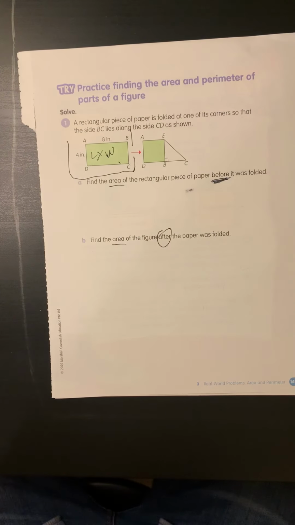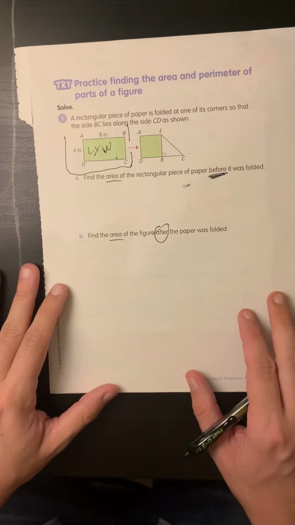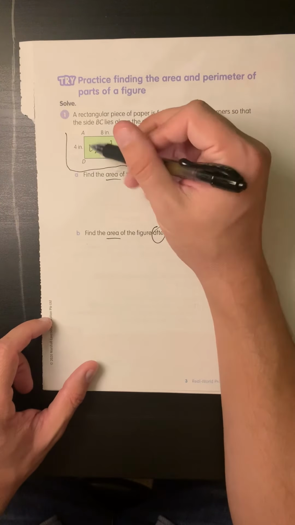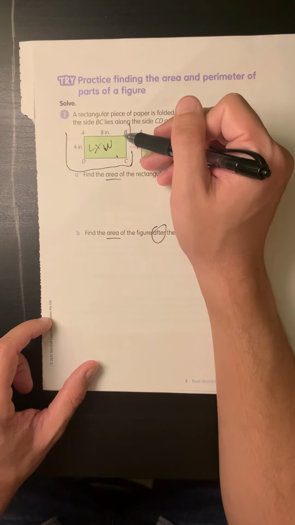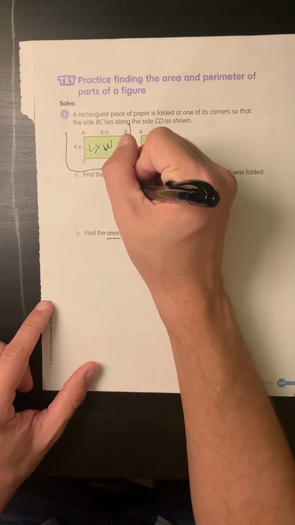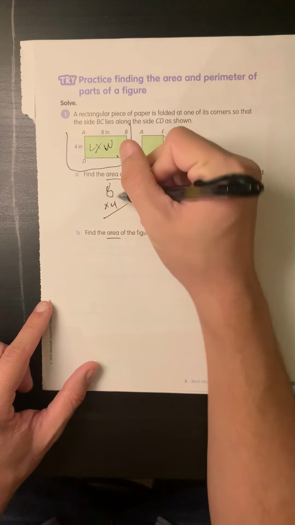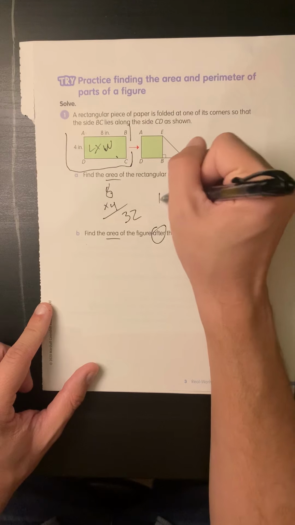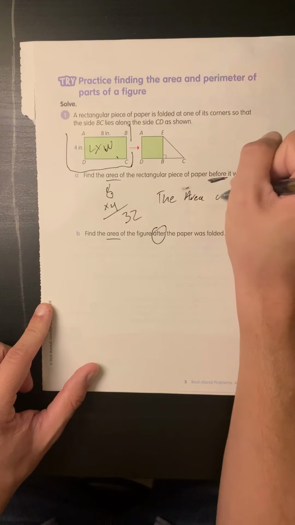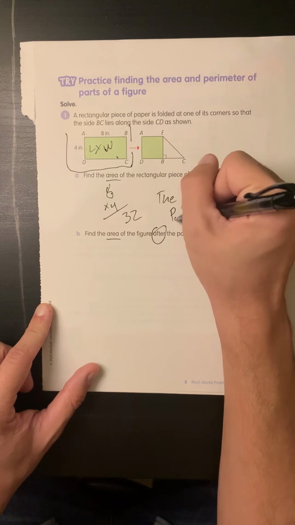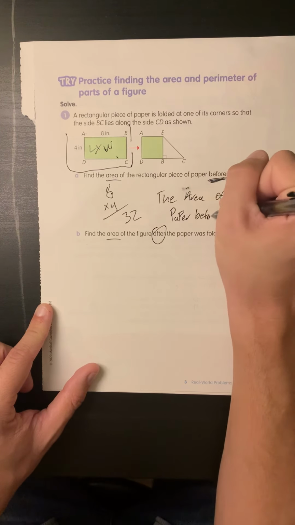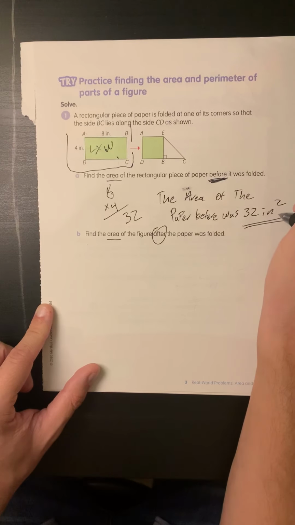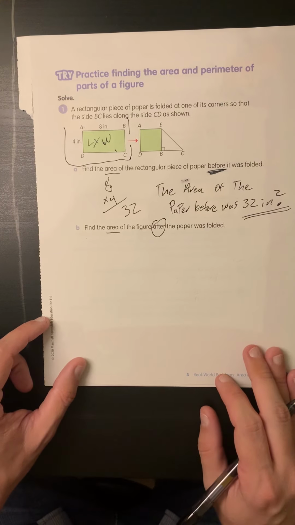All right. So for this problem, I'm only finding the area of the piece before and the piece after. So the piece before is just a rectangle with a length of 8 and a width of 4. To find my area, I multiply my length times my width to have 8 times 4. 8 times 4 is 32. So the area of the paper before was 32 square inches. Write my answer out as a full complete sentence.